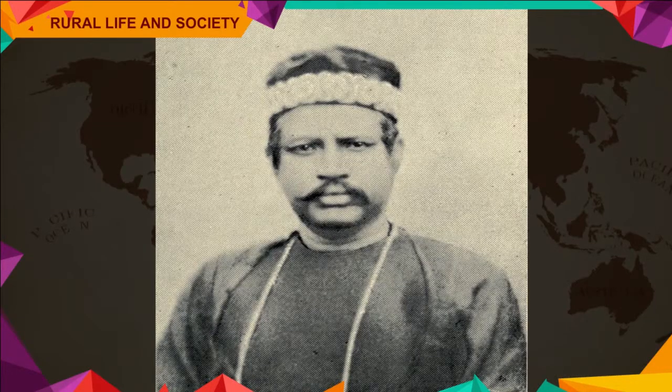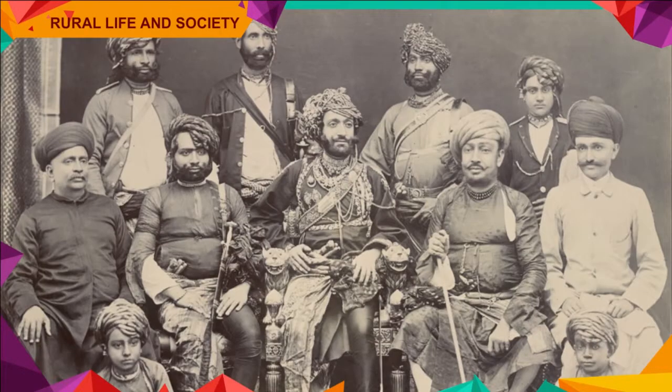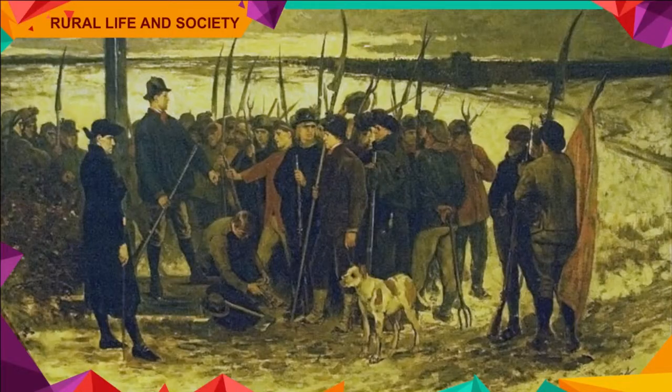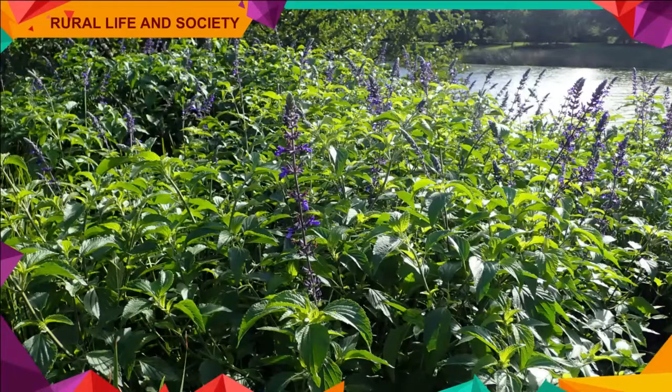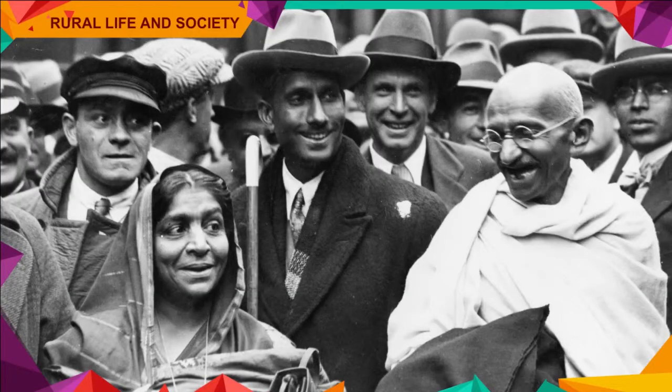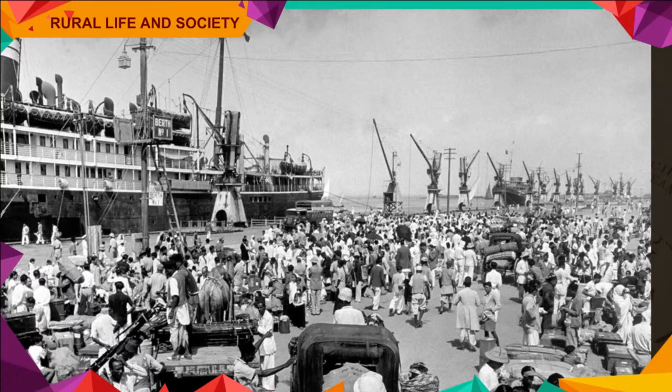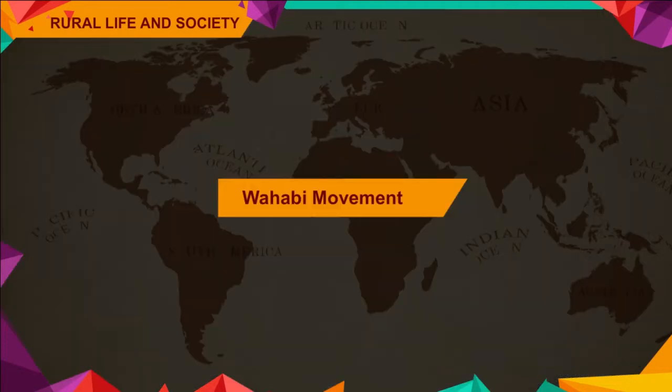Neel Darpan, a famous play, portrayed the plight of indigo peasants and contributed a great deal to the nationalist movement in Bengal. The final blow to growing indigo came when a synthetic dye was invented. But indigo plantation continued in Bihar and many other parts of India. It was Mahatma Gandhi's efforts in 1918 that finally gave relief to the poor peasants of Champaran in Bihar.